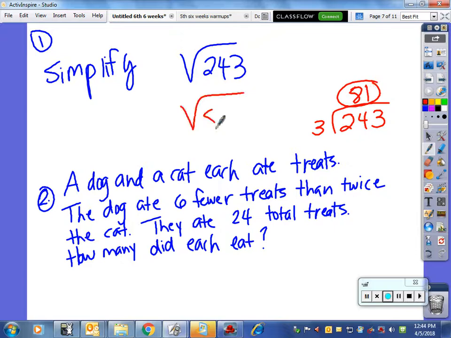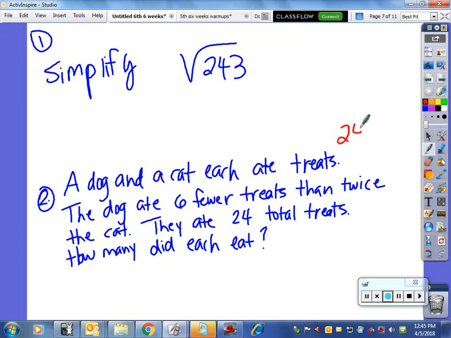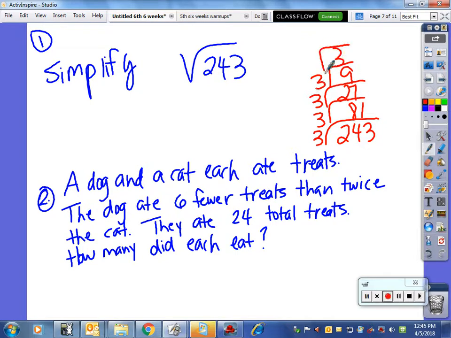So 243 is 81 times 3. And what's the square root of 81? 9. What stays in? The 3. Some kids kept going, and that's fine too. 243 divided by 3 is 81. 81 divided by 3 is 27. 27 divided by 3 is 9. 9 divided by 3 is 3.